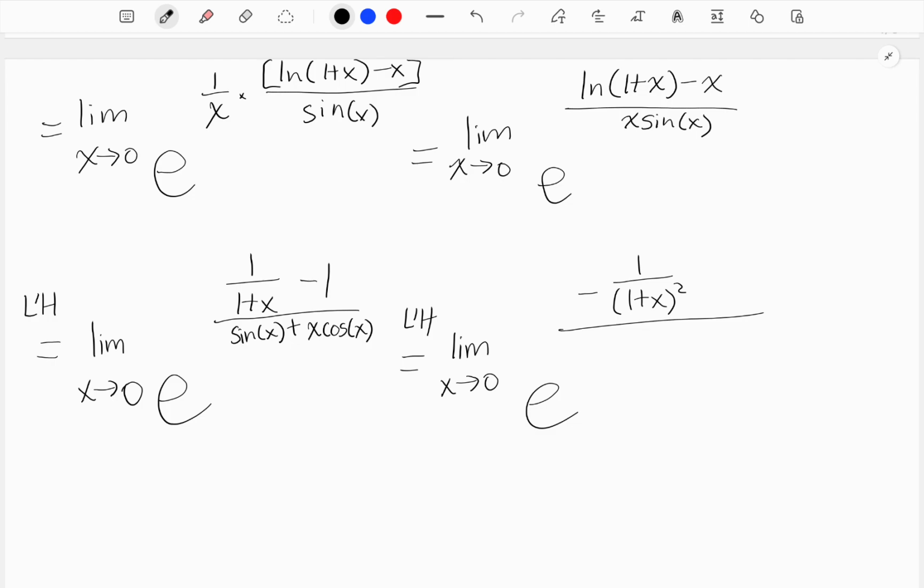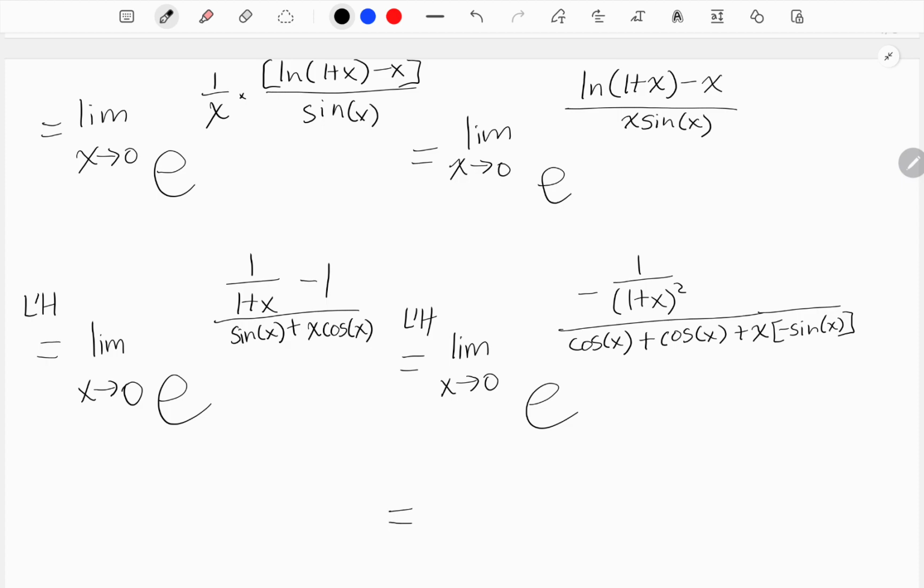Now in the denominator we have the derivative of sine of x, which is cosine of x, and then plus x cosine of x, which means we need to use the product rule again. The derivative of x is 1 times cosine x. Plus x times the derivative of cosine x. What's the derivative of cosine x? Negative sine x. So times negative sine of x.